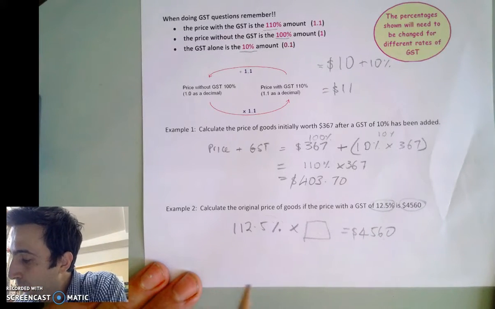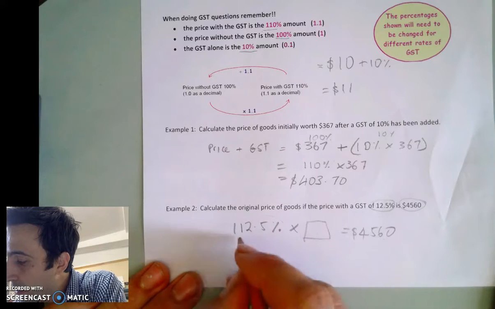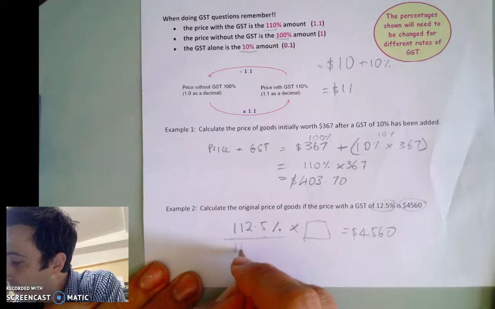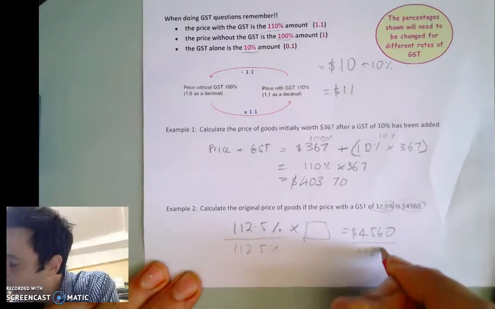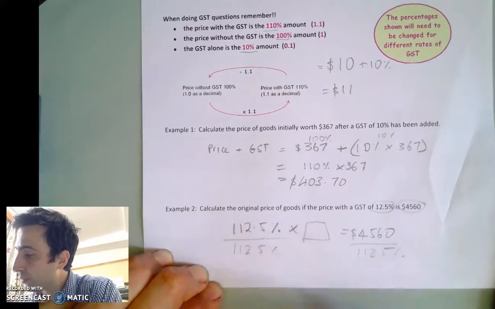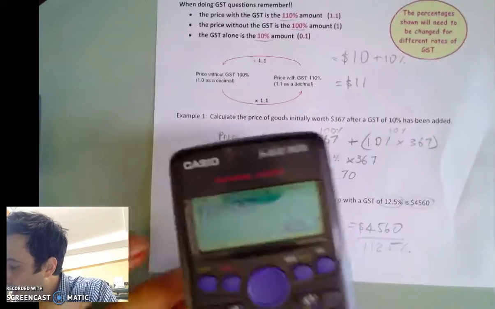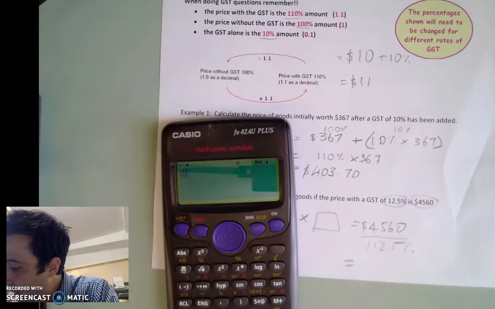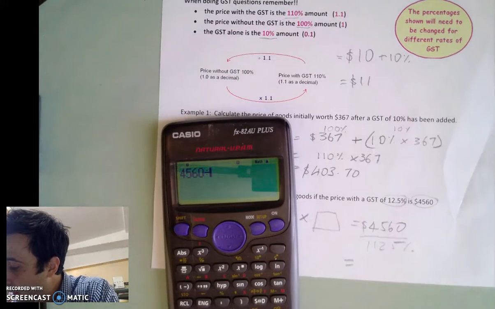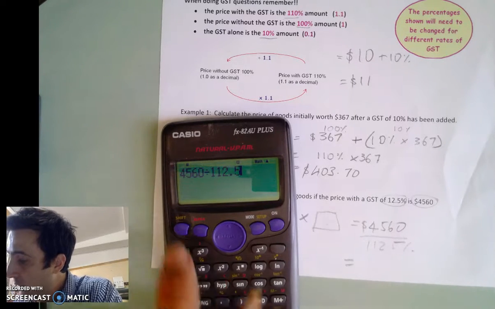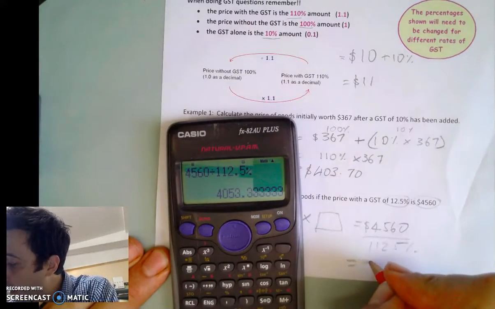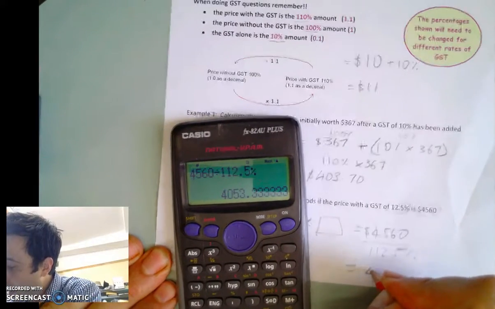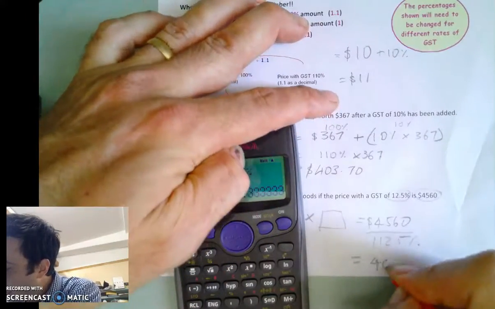And so what do we have to do? We have to divide both sides by 112.5%. And we end up with 4,560 divided by 112.5%. The original price of the item would have been $4,053.33.